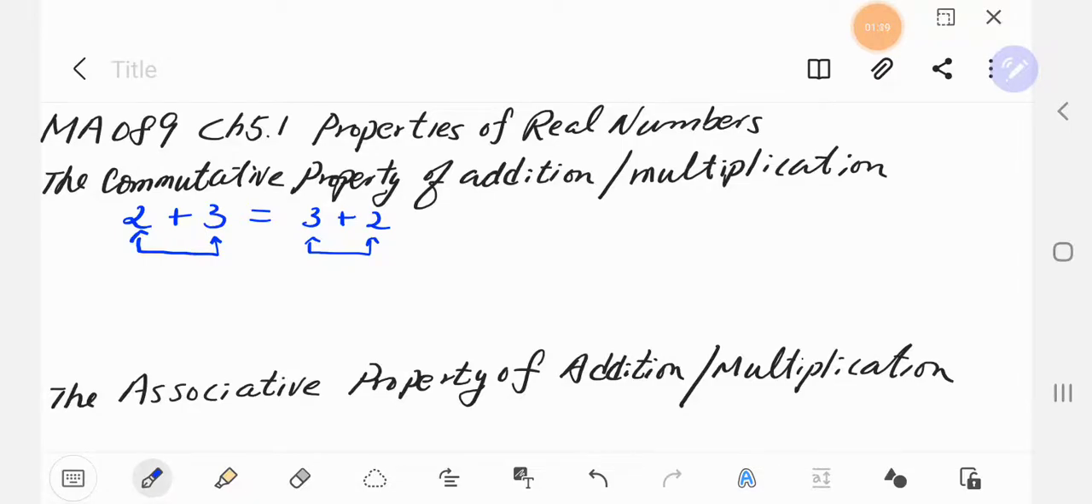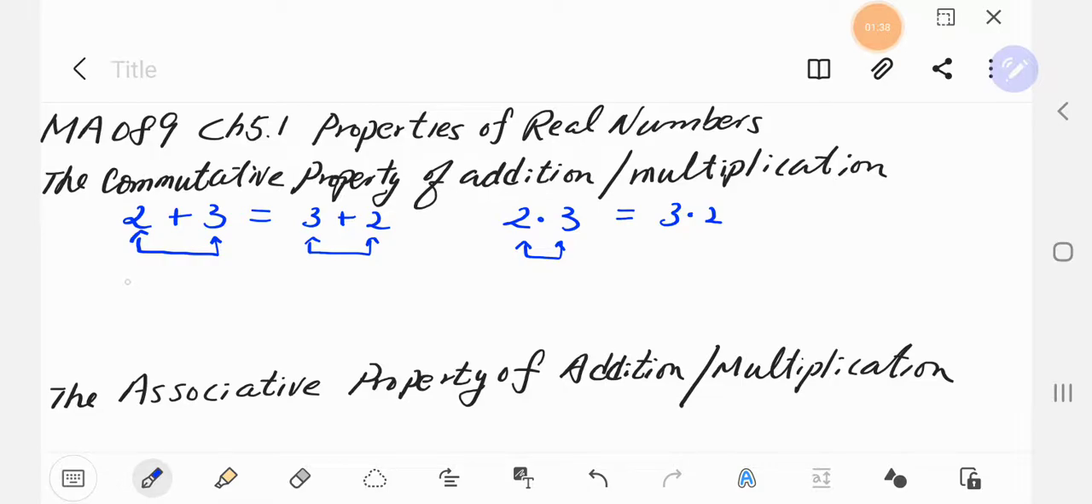How about multiplication? The commutative property of multiplication applies to a product. Let's say 2 times 3. 2 times 3 is 6, but is it also okay to interchange the 3 and 2? So 3 times 2 is also 6. So the result is the same. So when you add or multiply, you can switch these two numbers.